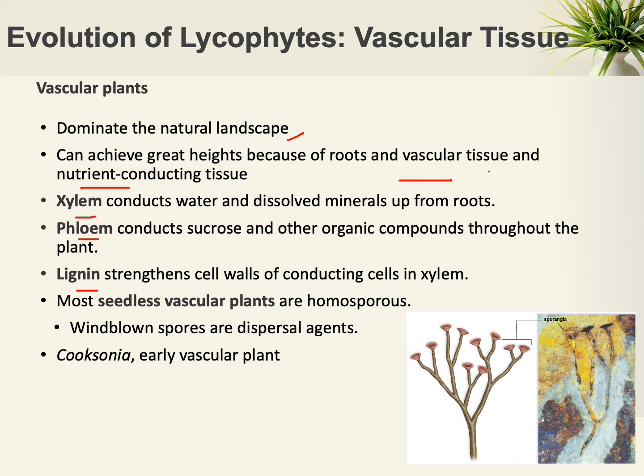Most of the seedless vascular plants, lycophytes, are homosporous. Windblown spores are the dispersal agent. One example we have here is Cooksonia, which is this plant here. This plant here is one of the early vascular plants.